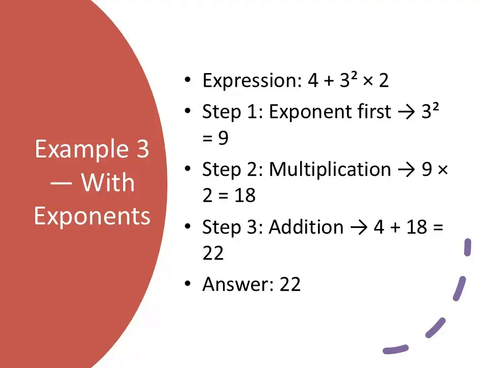Next, let's add exponents to the mix. We have 4 plus 3 squared times 2. First, we handle the exponent. 3 squared equals 9. Now the expression is 4 plus 9 times 2. Next, multiplication. 9 times 2 is equal to 18. Finally, 4 plus 18 is equal to 22. So the answer is 22. Again, doing exponents first made a difference in the result.